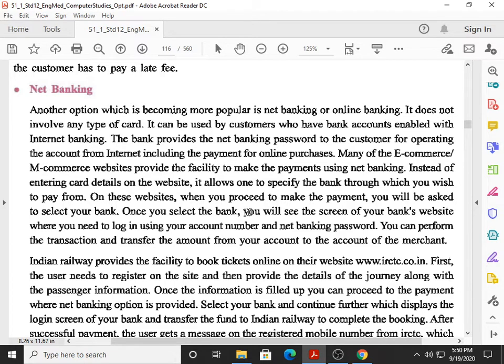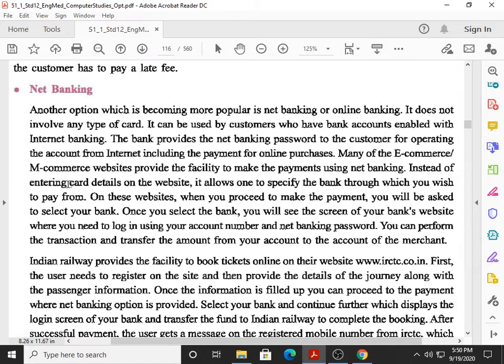Now how it works: the bank provides the net banking password to the customer for operating the account from the internet, including the payment for online purchases. So you are able to pay for online purchases through net banking. For example, if I want to purchase a product from Amazon and I want to pay through net banking, yes, it is possible. Now many e-commerce and m-commerce websites provide the facility to make payments using net banking.